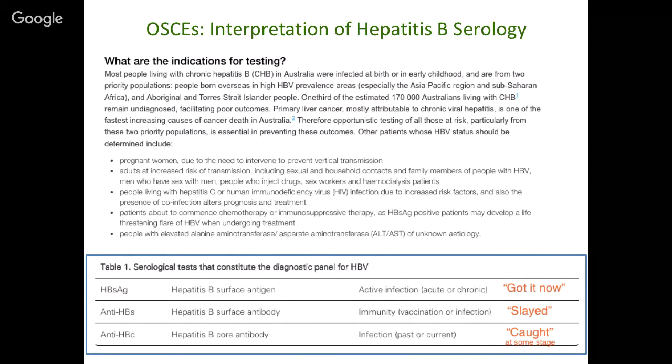This is how I think about it. HBsAg, so G, that starts with GOT, so GOT starts with G. If that's present, they've got it now. That's the way I remember it. If they've got the anti-HBs, which ends in S, S for slayed, they've slayed the virus, or defeated the virus, whether that's by vaccination or infection. And then anti-HBc is they've caught it, so C for caught. They've caught it at some stage in their life, whether it's now or in the past. So that's how I remember it.